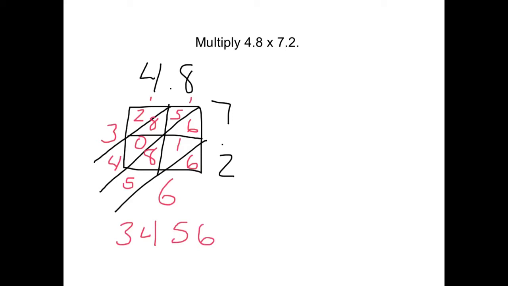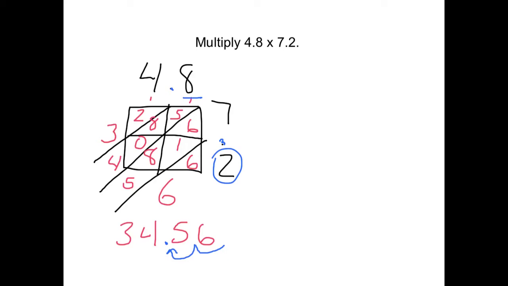But I'm not done yet. I need to figure out, here's my decimal, 1 number is after it. Here's my decimal, and there's another number after it. So there's a total of 2 decimal places that I have to put into the answer, and I have to go over 1, 2 times. So the answer is 34 and 56 hundredths.